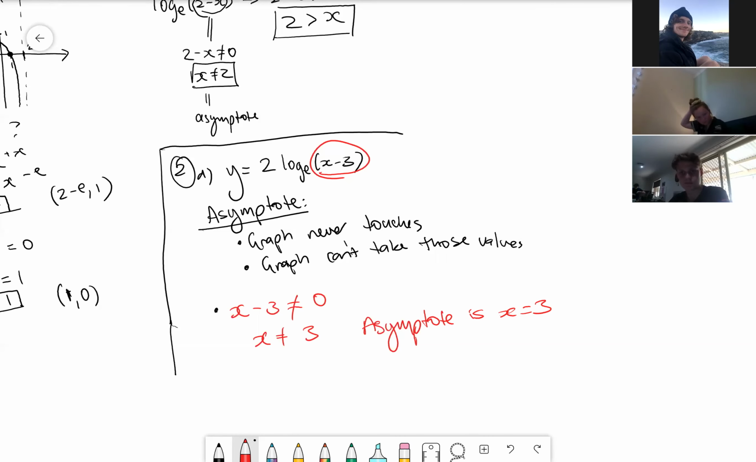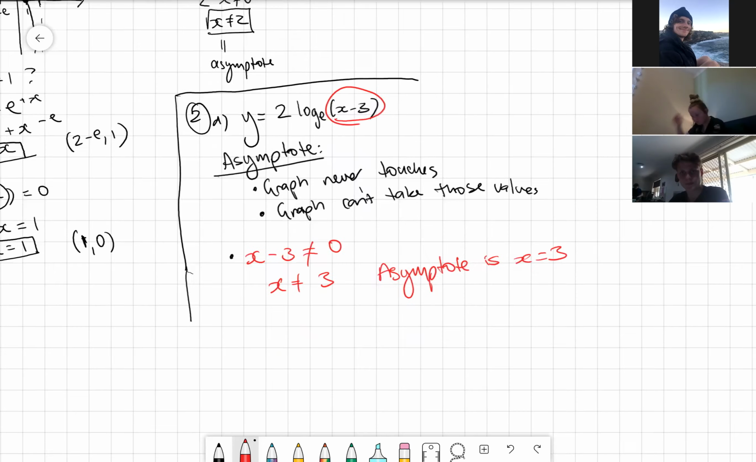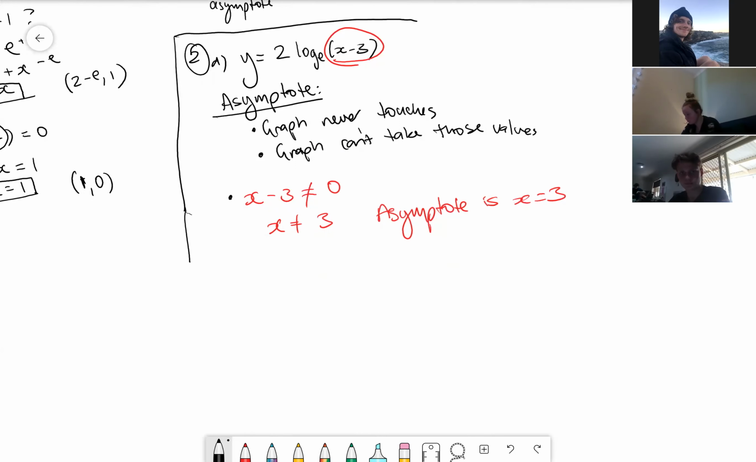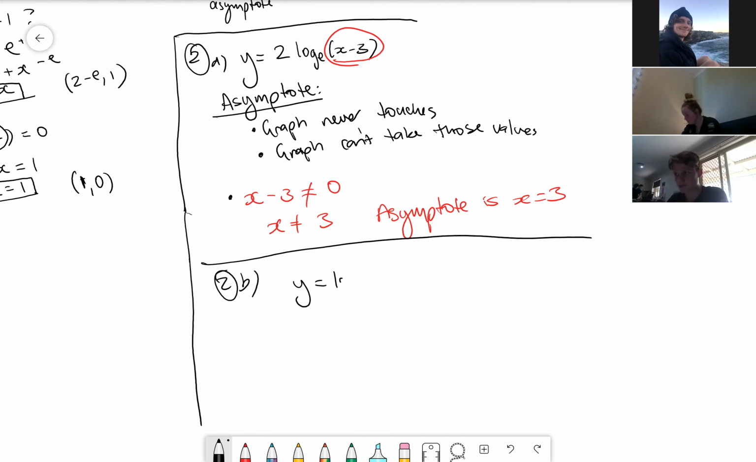What about 2b? Let's just make sure we've got our asymptotes all under wraps. I think the negative, the 2 take x, confuses me. Log e x plus 3 take 2. So what was the asymptote? For the asymptote, you only care about the log function. You don't care about the plus 2 or minus 2 or anything like that at the moment. You just care about this one here.